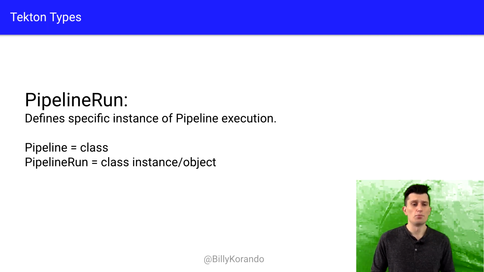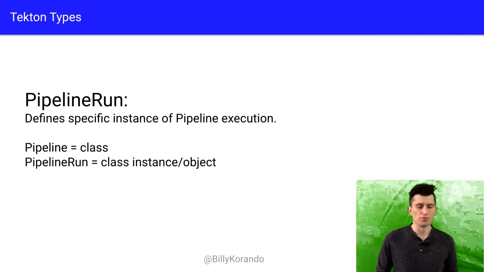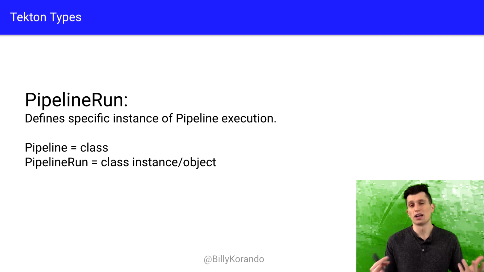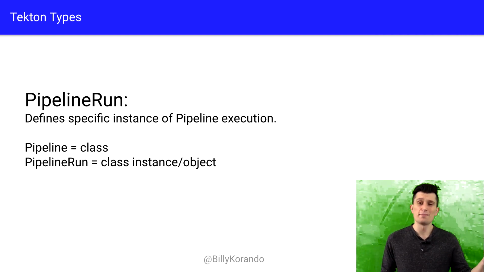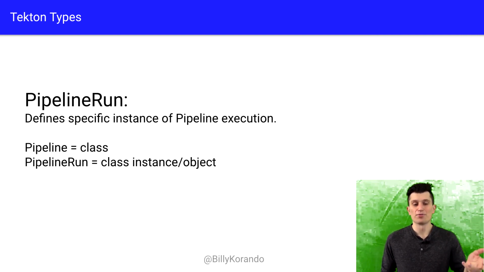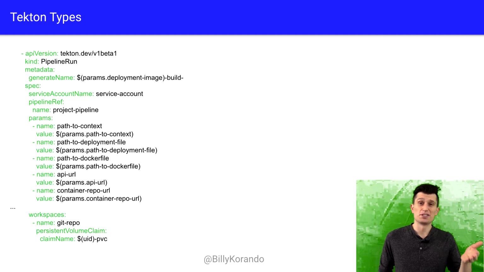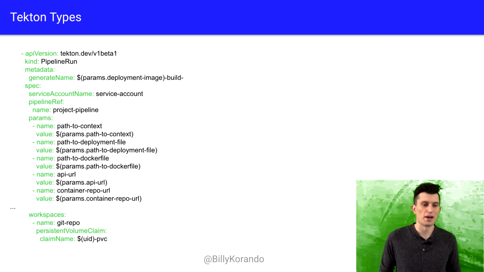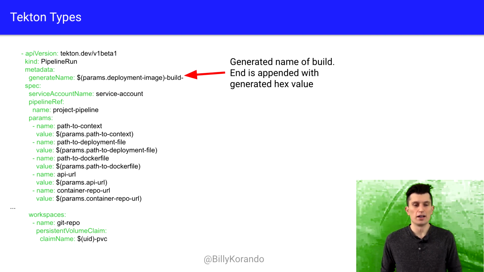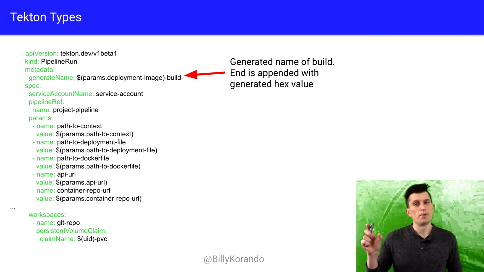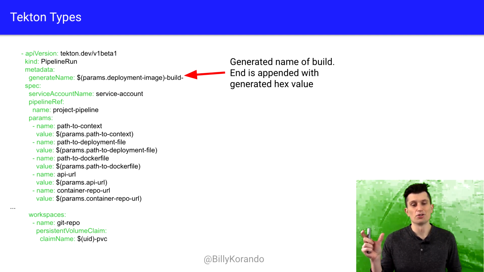Lastly, with the Tekton core, we're going to look at the PipelineRun, and this defines a specific instance of a pipeline execution. If you want to have it in Java terms, a pipeline is like a class, and a PipelineRun is a specific instance of a class. And so within the PipelineRun, you're going to define maybe the specific values of those parameters, those fields, again, to reference back to a class, that you're going to have it run. You're also going to define a generated name, and at the end of it, it's going to append some sort of hex value just to make sure it's unique.